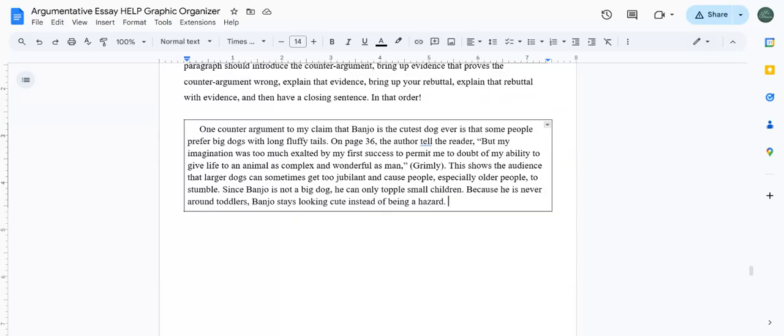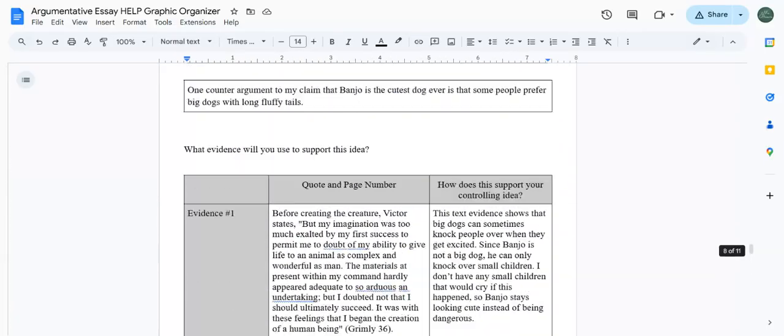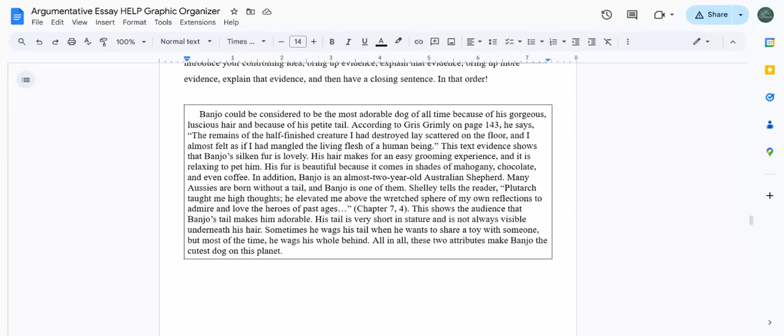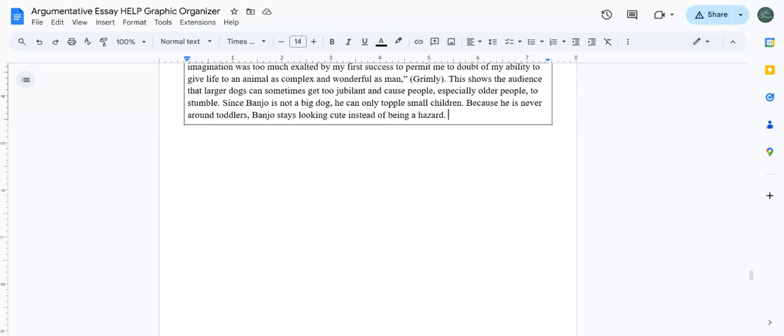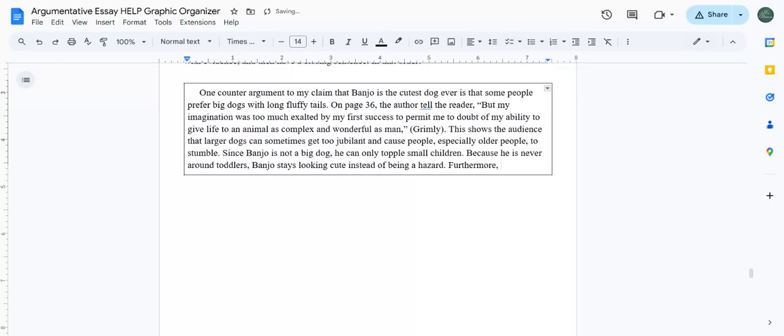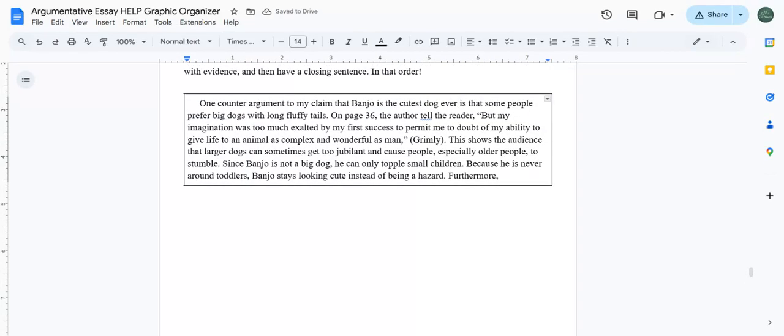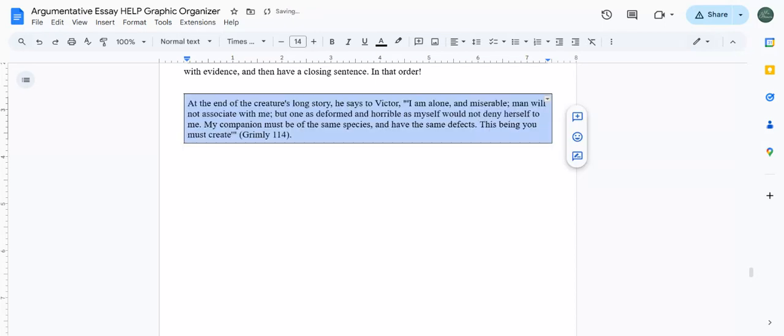We're going to introduce our text evidence. We already said in addition earlier up here. So I don't want to say in addition again. What about furthermore? According, no, we already said according. You know what? I think I'm just going to use it just like it is. Bam. I did it again.